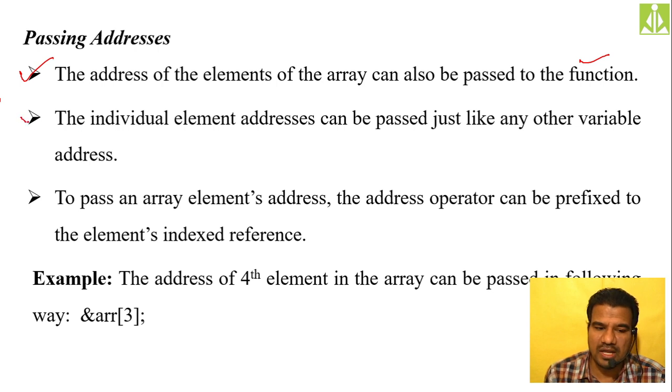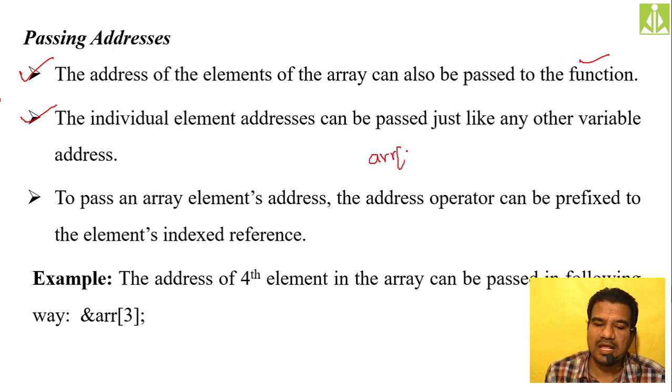So how we deal with normal variables, in that same way we deal with the addresses of individual elements of your array. To pass an array element's address, the address operator can be prefixed with the element's indexed reference. So array name followed by the index will give the individual element value. If you prefix the address operator, that is nothing but ampersand. My address operator is nothing but ampersand. So let us say if I want to pass the address of the second element, how do we get the second element?